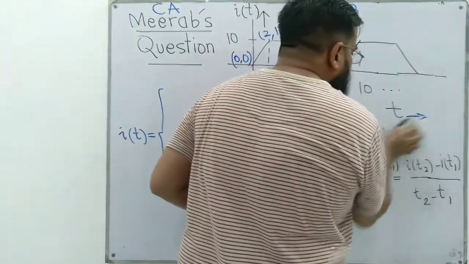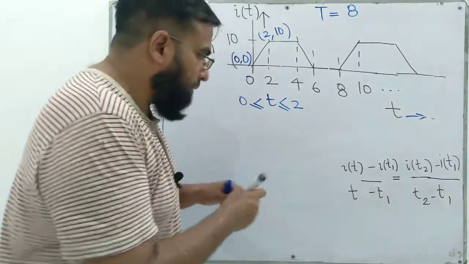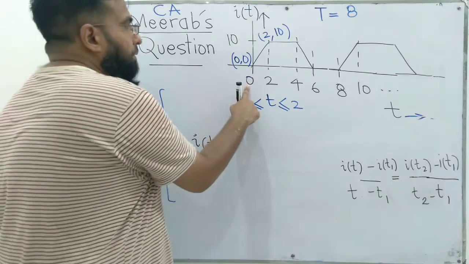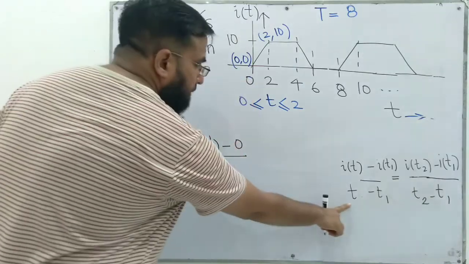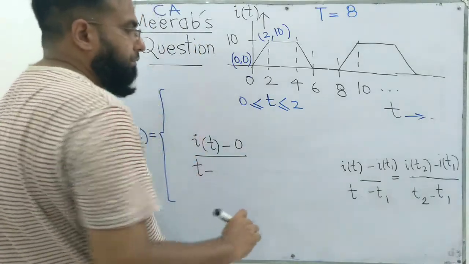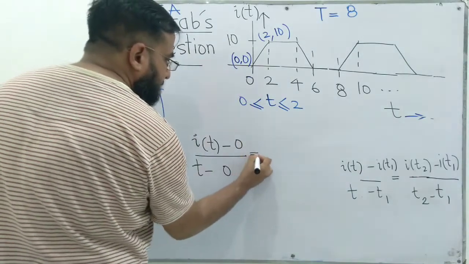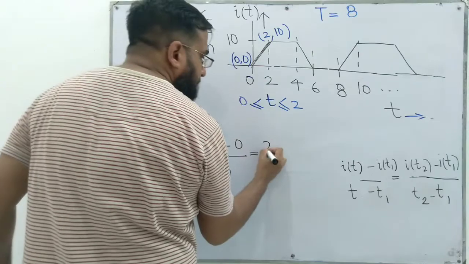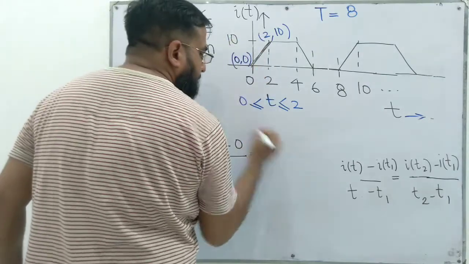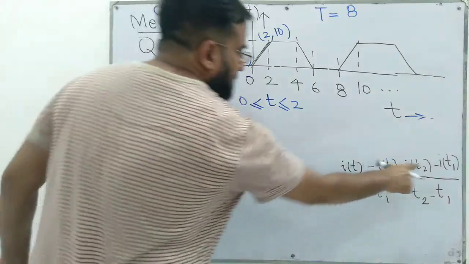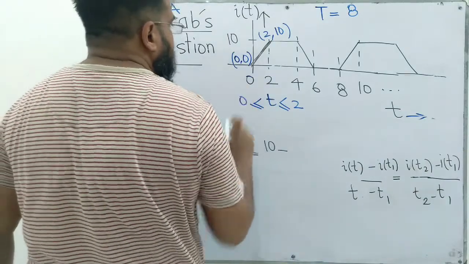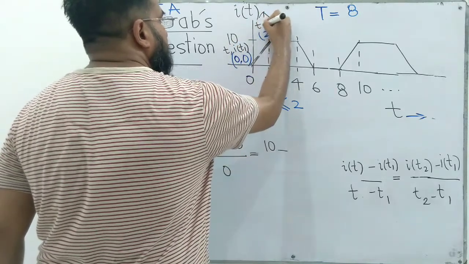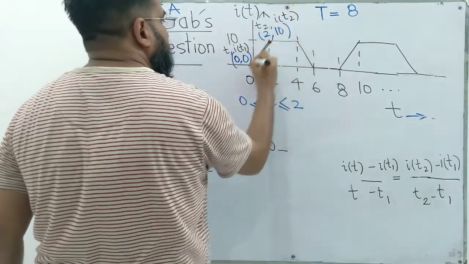So for this first segment from 0 to 2, we will write an equation by following these instructions. I of t minus the value of I at time 0, which is 0, over t in general minus the value of the first time t1, which is 0, is equal to the value of current at time t2, the second time, which is 2. We are writing the equation for this interval. So at time 2 we have the value of the signal 10, minus the value of the signal at time t1. This is t1, I of t1. This is t2, I of t2. So we take these two coordinates.